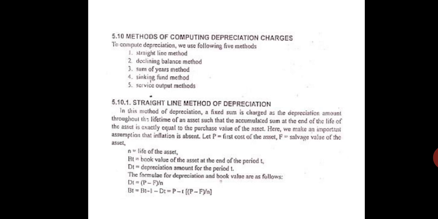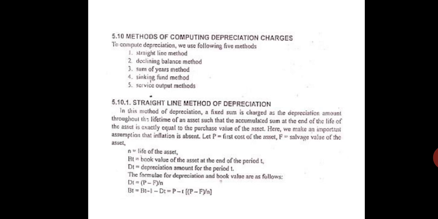Now to compute depreciation, we use the following 5 methods. The first is the straight line method. Second is the declining balance method. Third is the sum of years method. Fourth is the sinking fund method. And the fifth is the service output method. They are very simple methods. Now let us start with the straight line method of depreciation.